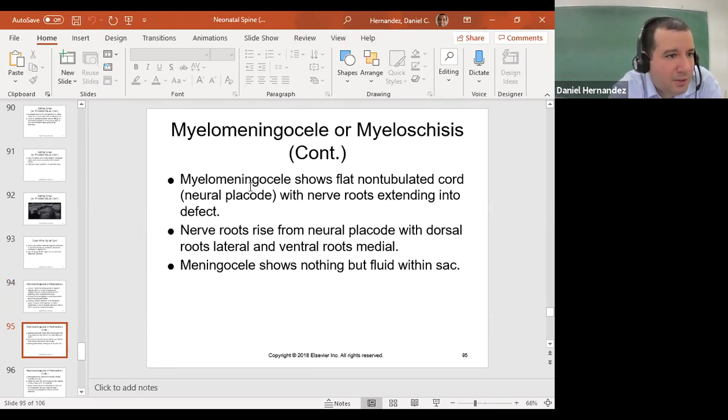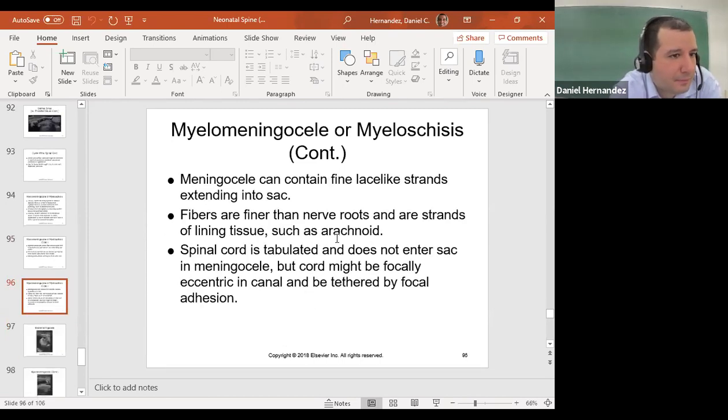So a myelomeningocele shows a flat, non-tubulated cord with nerve roots extending into the defect. Nerve roots arise from the neural placode with dorsal roots lateral and ventral roots medial. A meningocele shows nothing but fluid within the sac. Meningoceles can contain fine lace-like strands extending into the sac.